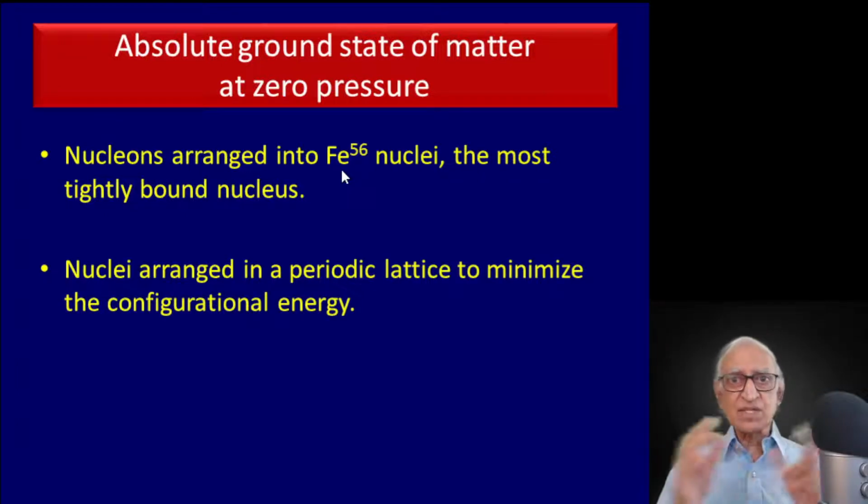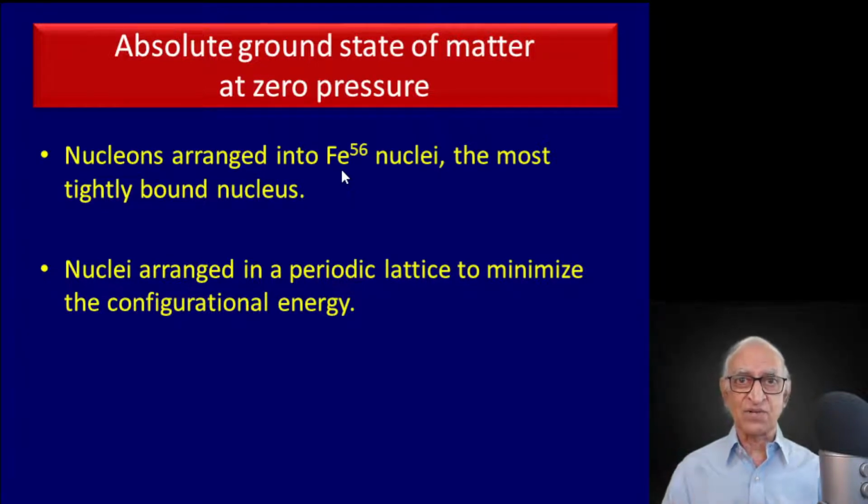Now, if the nuclei are moving around like in a gas or a liquid, there is a lot of entropy and kinetic energy. I'm going to reduce that to a minimum by arranging the nuclei in a perfect lattice to minimize the configurational energy. Now you can worry about what should be the crystal structure. Is it going to be a simple cubic lattice, or a body-centered cubic lattice, or a face-centered cubic lattice? Then a good solid-state physicist will tell you which will be the lowest energy lattice configuration, and we will put the iron 56 nuclei into that lattice configuration.